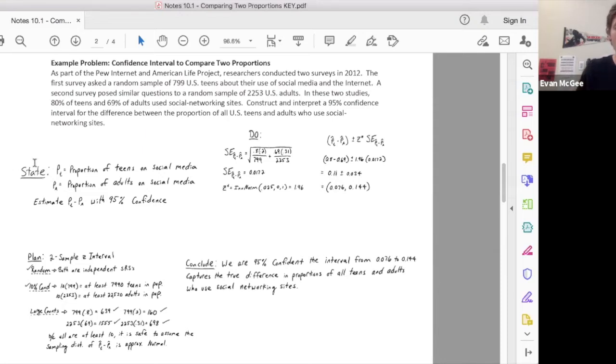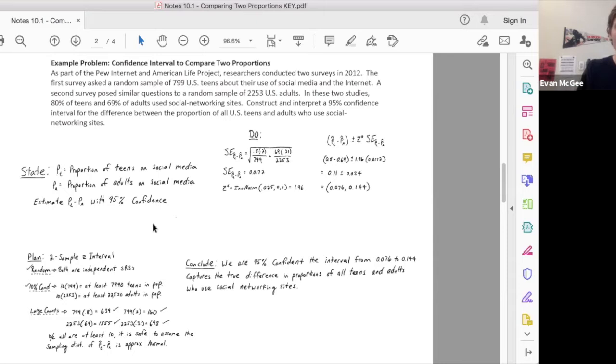So in the state section, I've got to list both parameters I'm interested in. P of T is the proportion of teens that use social media. P of A is the proportion of adults who use social media. And I want to estimate the expected difference with 95% confidence. So that would be 3 points in the state section.